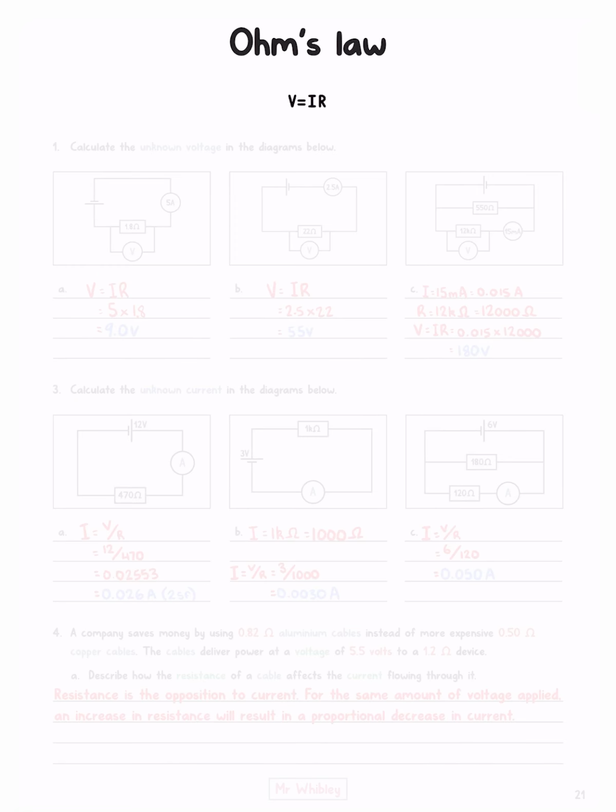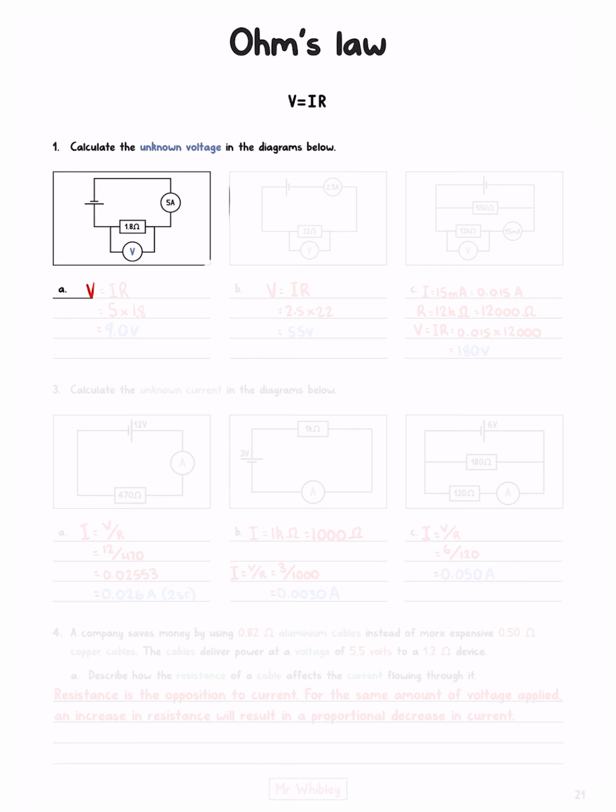Ohm's law. Question 1. Calculate the unknown voltage in the diagrams below. In this diagram here, we have a voltage source in series with an ammeter measuring 5 amps and a 1.8 ohm resistor with our voltmeter across it. Ohm's law tells us that the voltage is the current through the resistor, which we know is 5 amps. Because this is a series circuit, that means our 5 amps must flow through just one path. And we multiply that by our resistance, 1.8. Putting those numbers in gives us 9 volts.